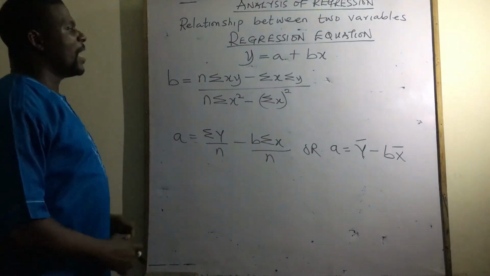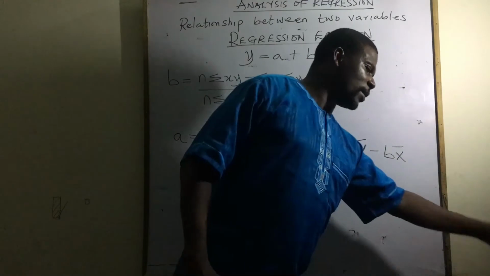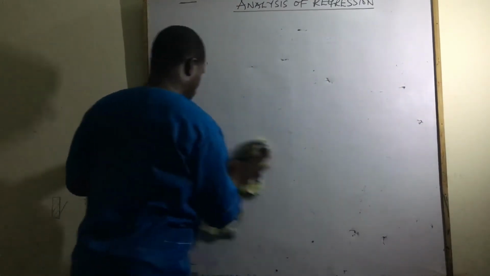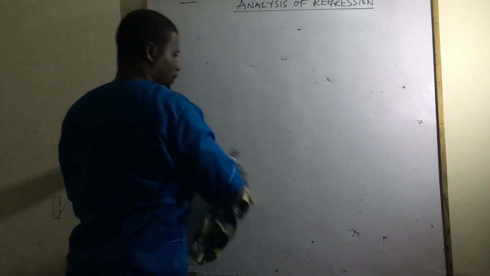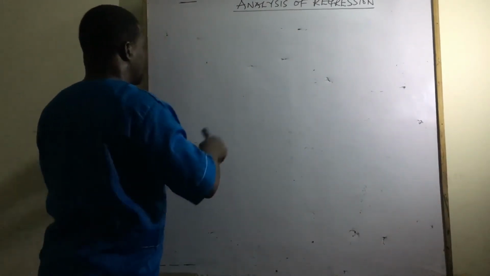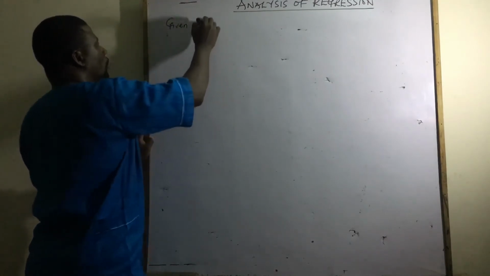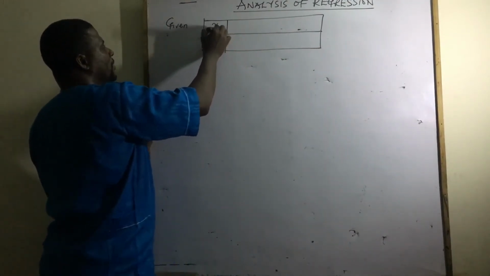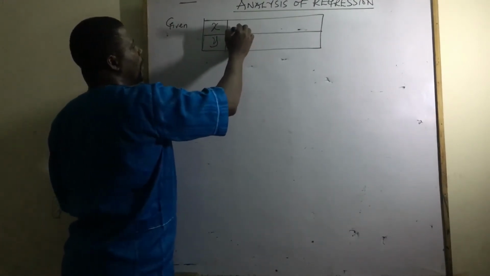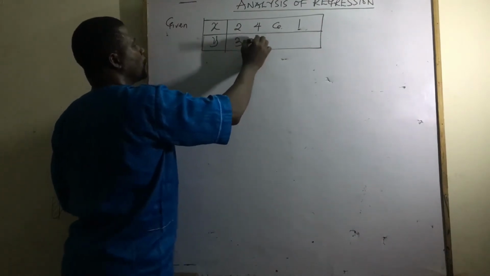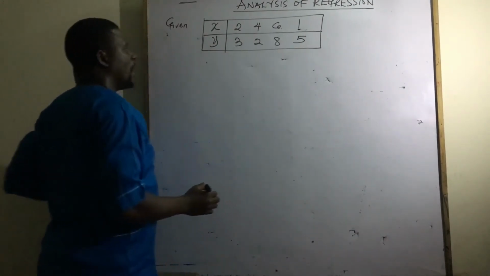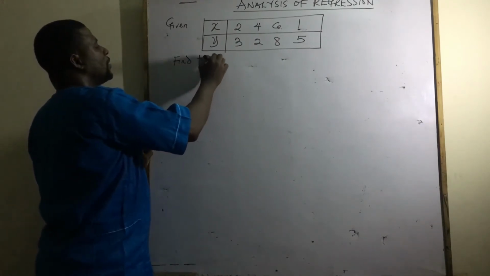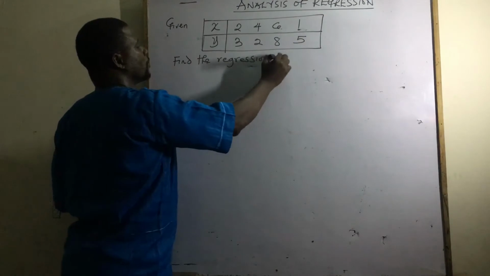So now these are the formulas for your b and your a. Now let's take a question and find the regression equation. Let's say you have a question like: given x, y, and say you have x as 2, 4, 6, 1 and y as 3, 2, 8, 5, and they said find the regression equation.